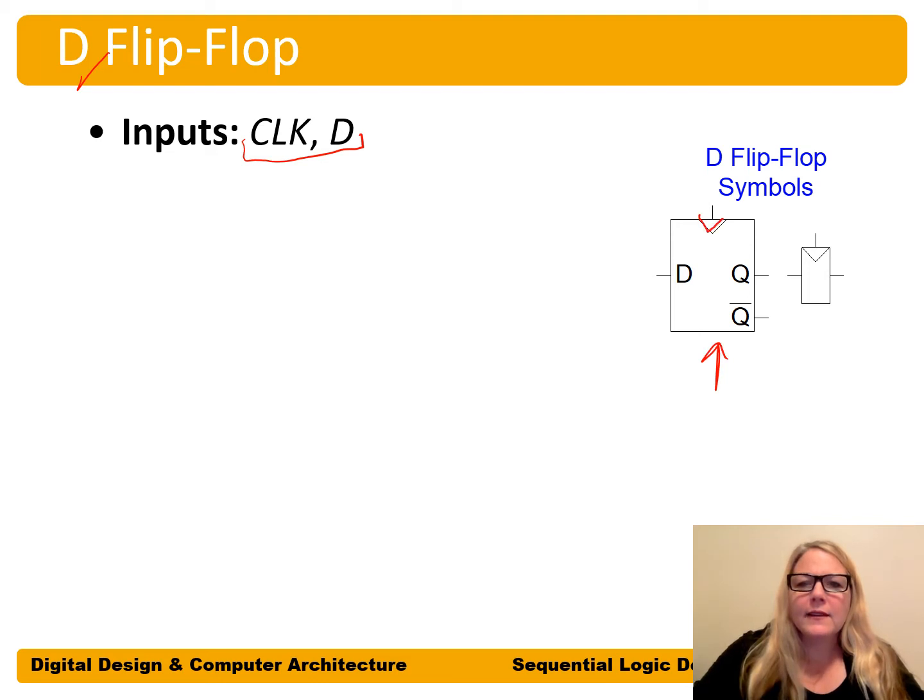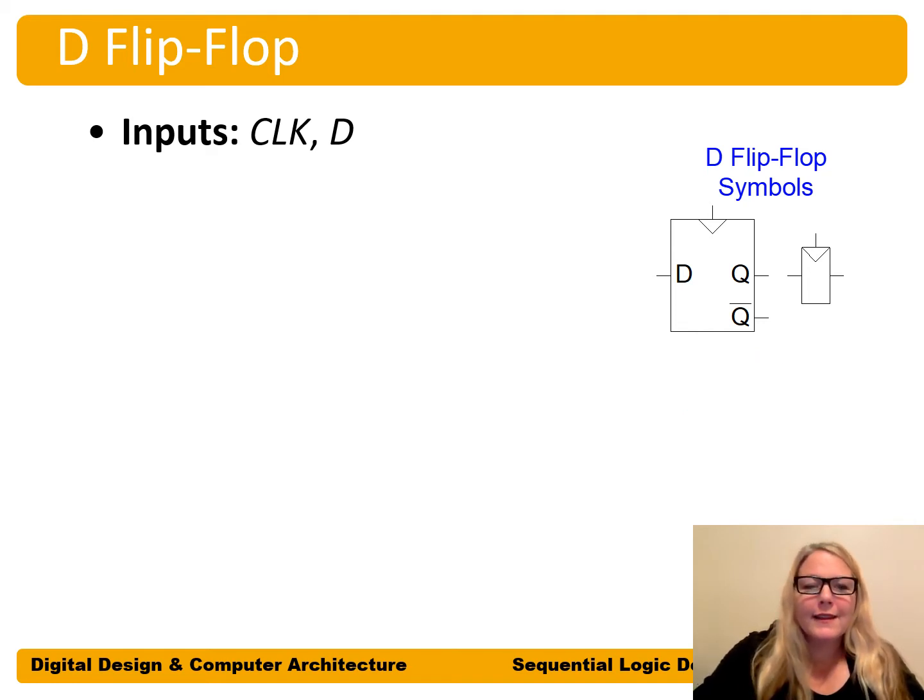It has a D input, and then it has this triangle on the top input. And that top input is the clock input. We don't even have to label CLK because that triangle indicates that it's clock and indicates that this circuit is edge triggered. So this triangle indicates that it's edge triggered, and that means that this circuit responds to the edge of a clock. So what is a clock?